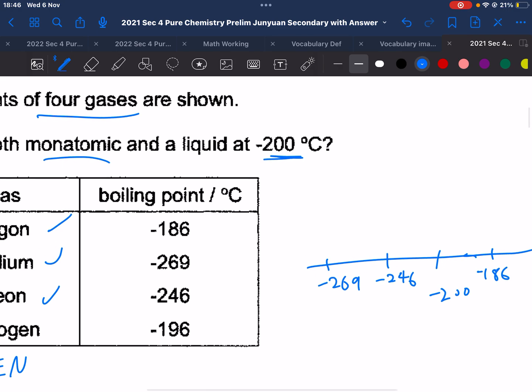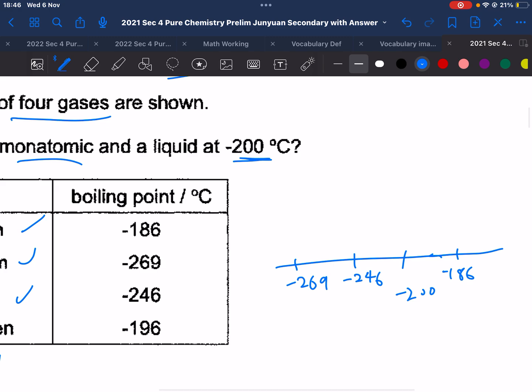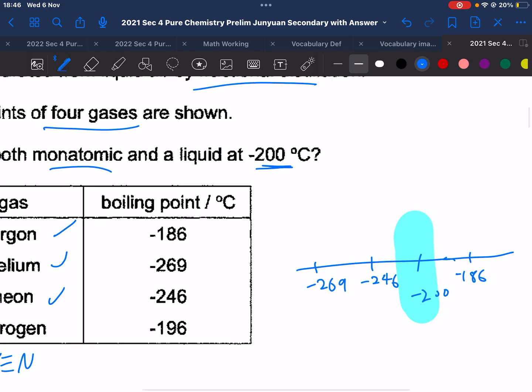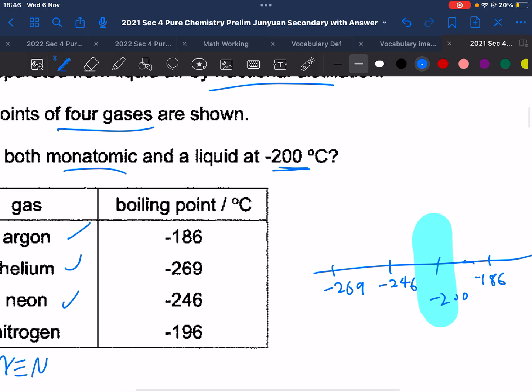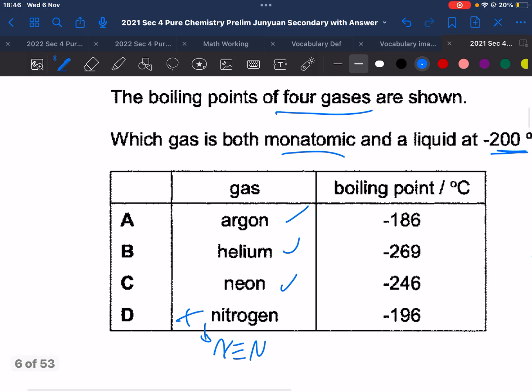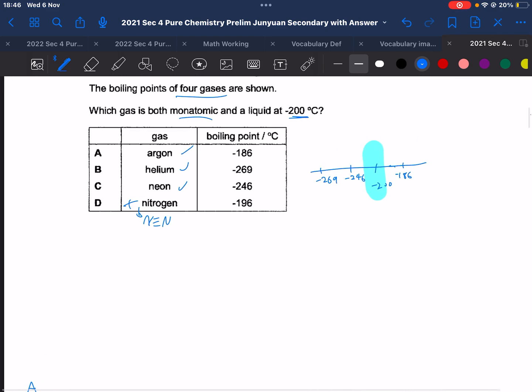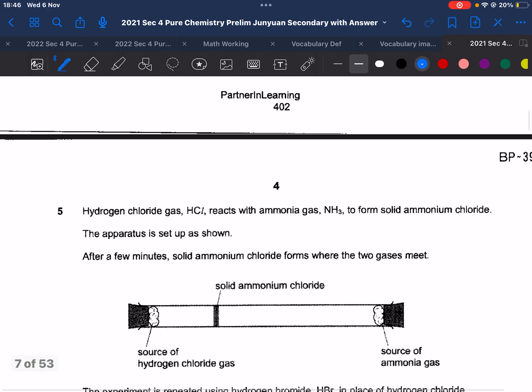Okay, at this particular temperature, this is actually a liquid. So it means that this must be the boiling point. So basically negative 200 degrees Celsius must be lower than the boiling point. So in this case, it will just be obvious. It will be negative 186 degrees. So the answer would be 8. Okay, the answer will be 8. Next, we are going on.